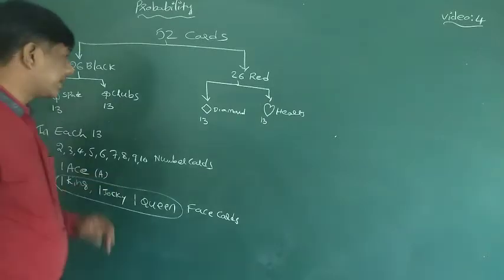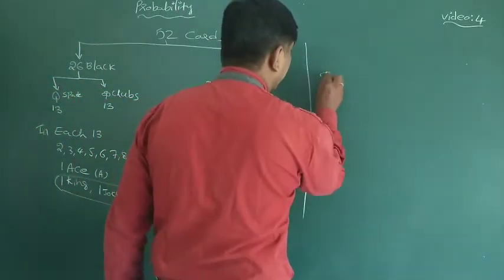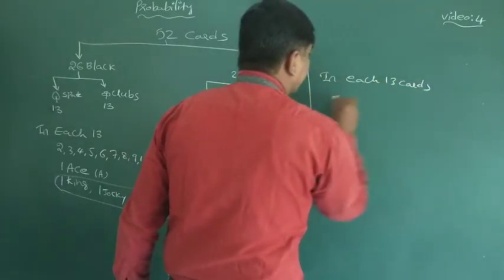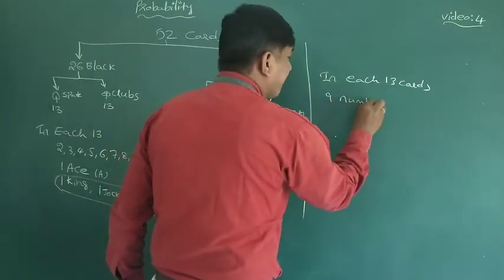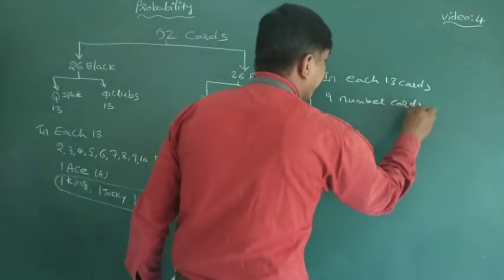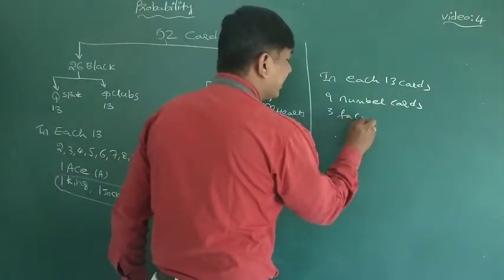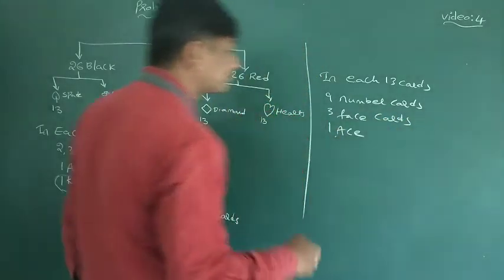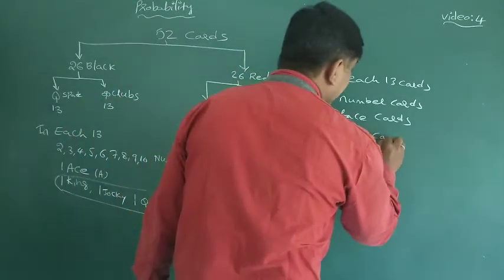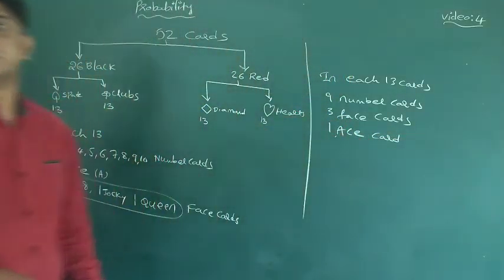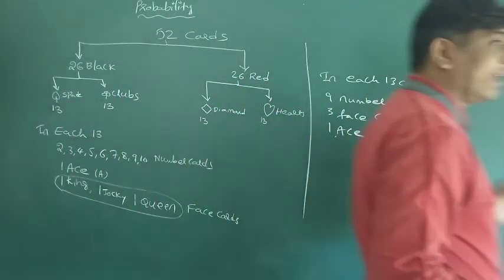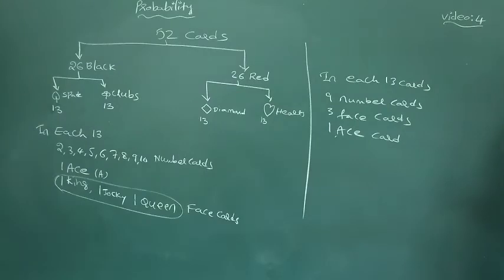Okay. In each 13 cards, 9 number cards will find, 3 face cards will find, 1 ace card will find. Am I clear?